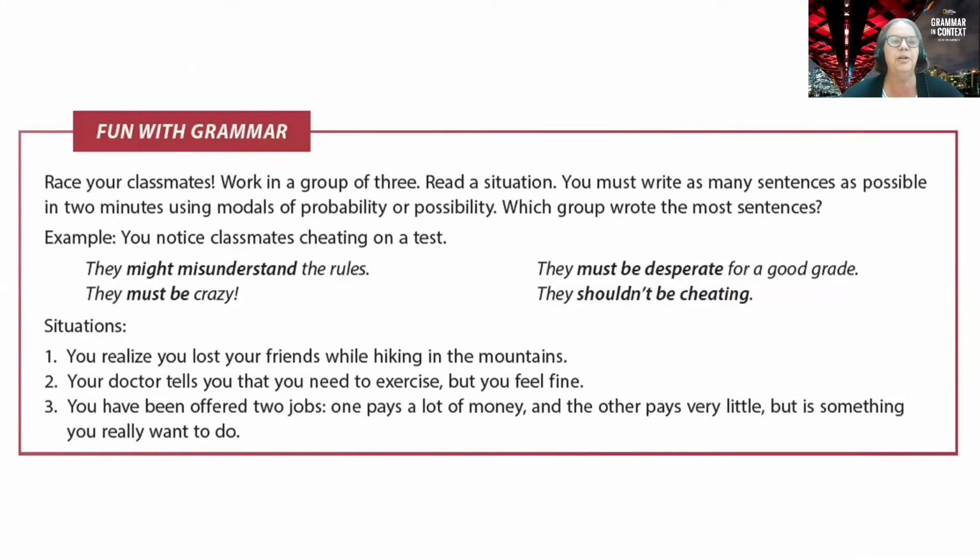So here's an example that definitely takes on the competition and creativity as well. Here's an activity where you race your classmates, you work in pairs, you read the situation. You must write as many sentences as possible in 2 minutes using modals of probability and possibility. Which group wrote the most sentences would be the winner, but you could also use other rubrics such as accuracy. You could also use creative or style points as well for students to win. So the example here is you notice classmates cheating on a test. They must be crazy. They shouldn't be cheating.